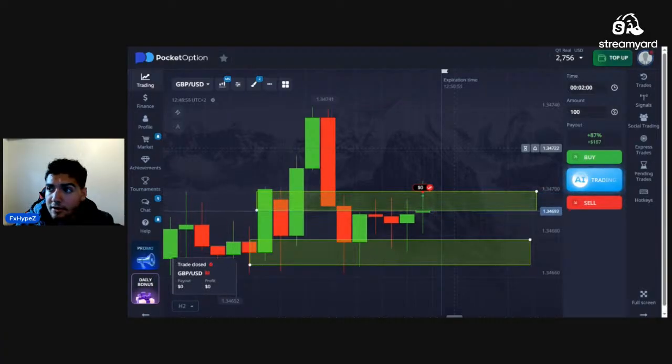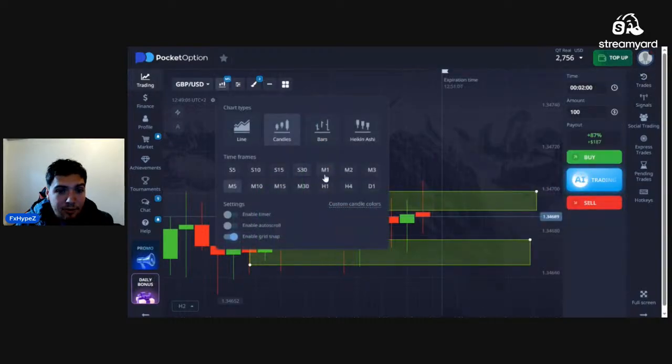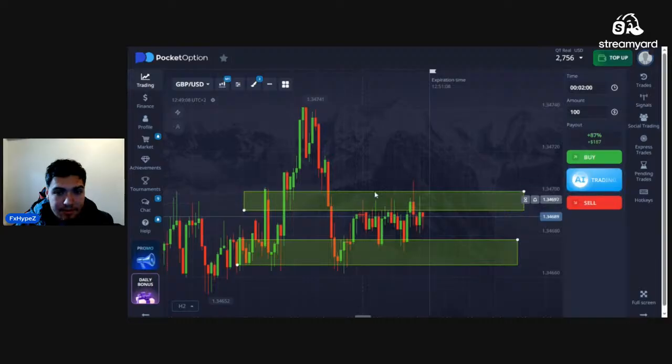5 losses. 5 losses in a row. Wow. I was actually pretty confident with this one. I mean, the trade was opened and then it just decided to push above the sell entry.